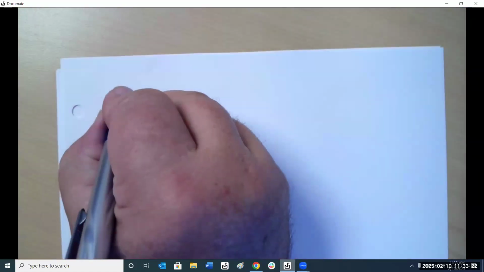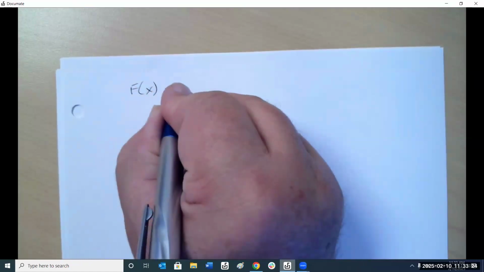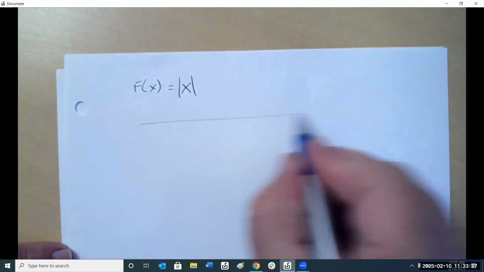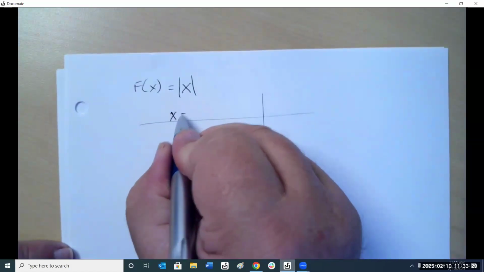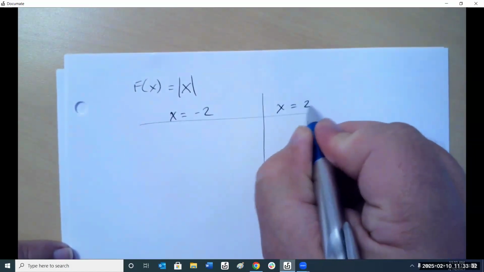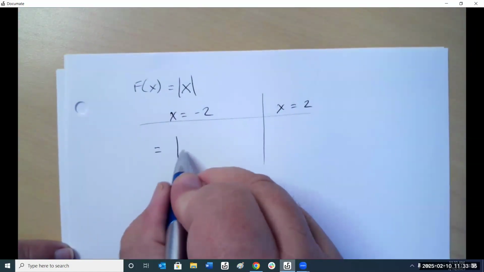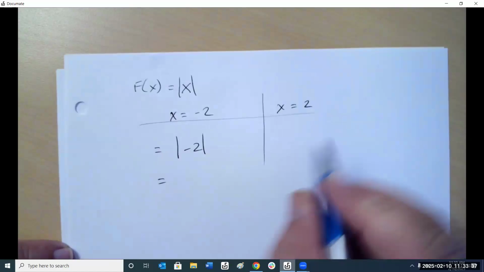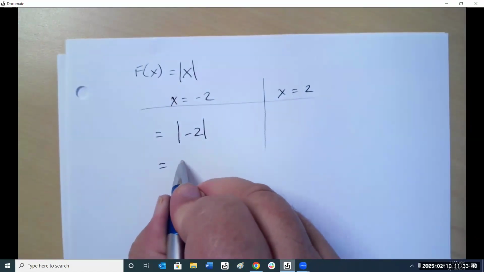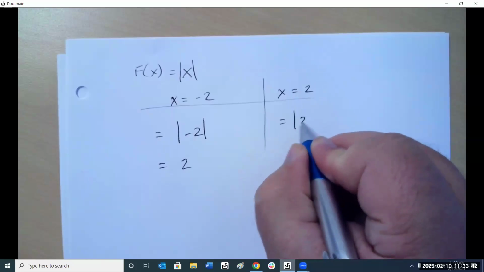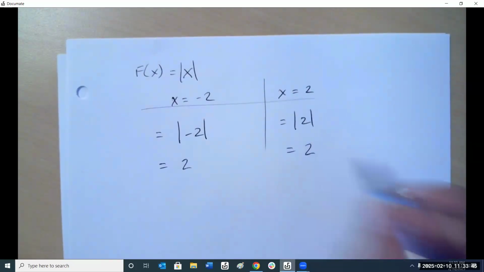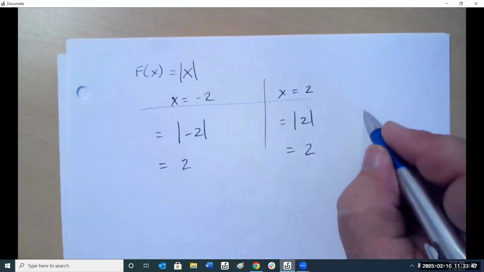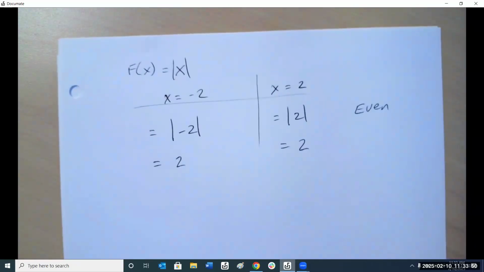And the last one. f of x is absolute value of x. x equals -2, x equals 2. Absolute value of -2 is? Absolute value of 2. So what is that? All right, that's a lot of work. We should have finished those 4 questions in no more than 4 seconds.